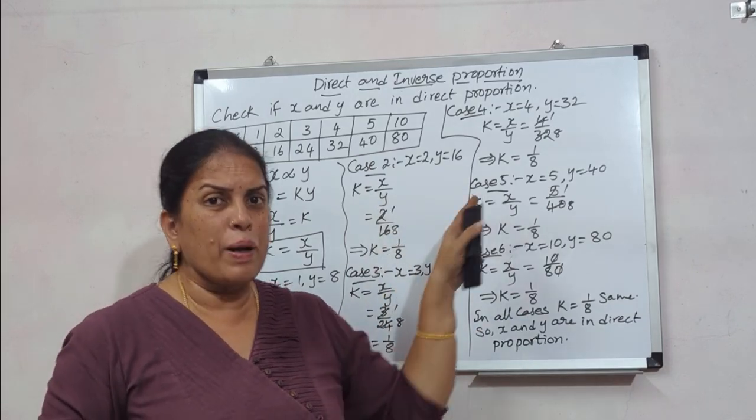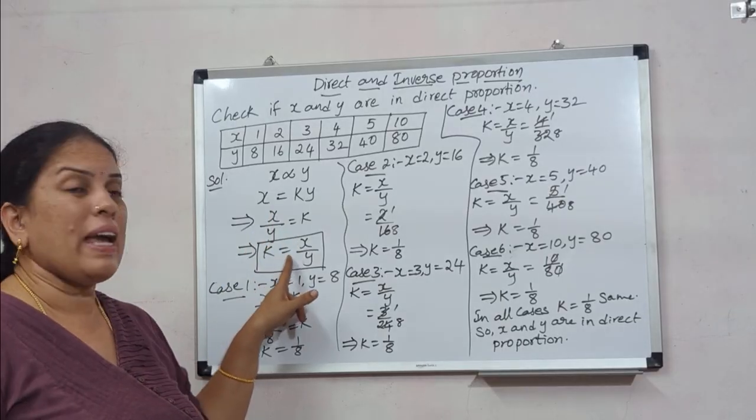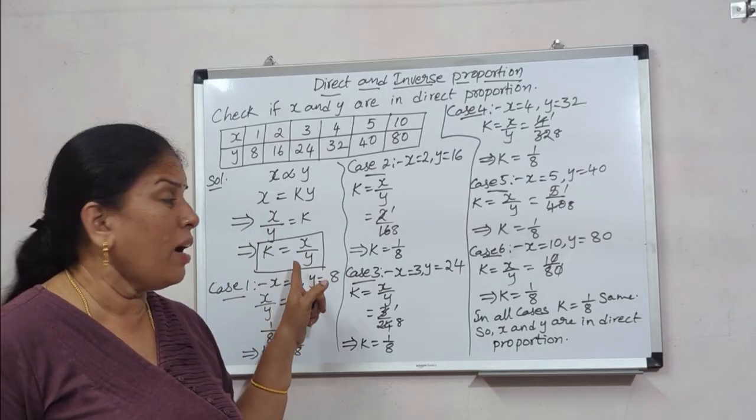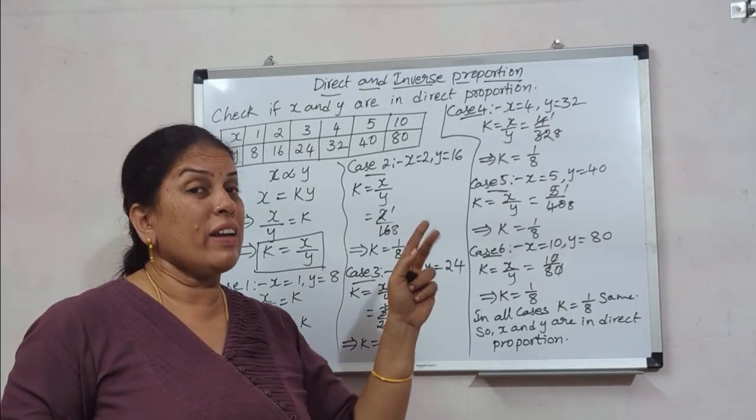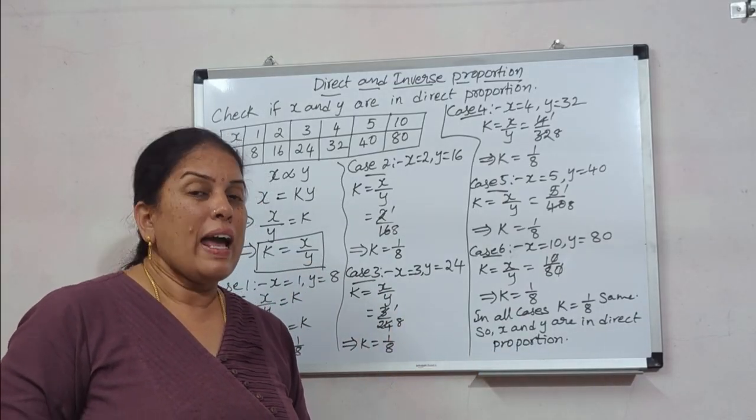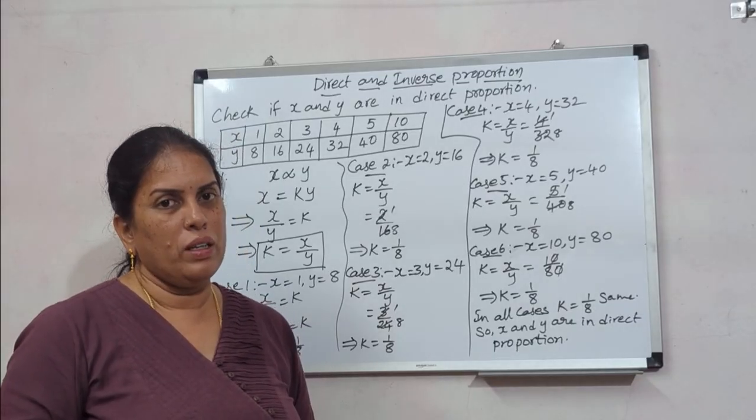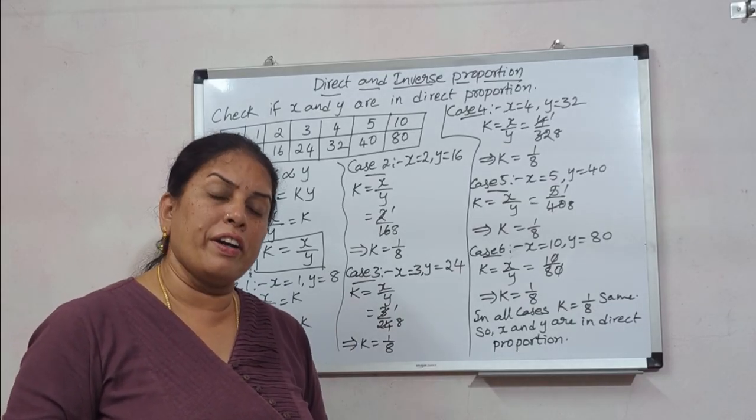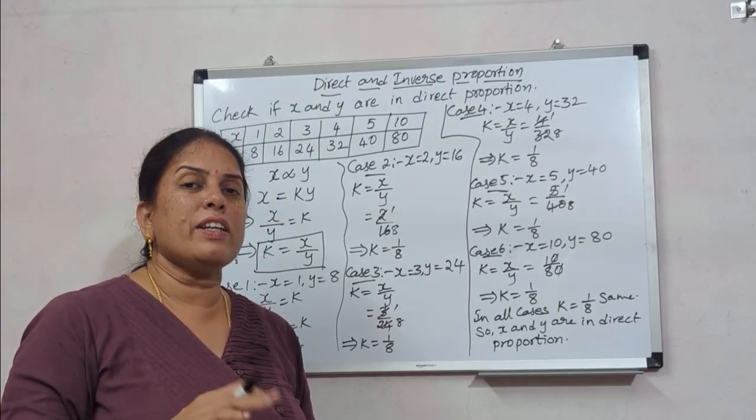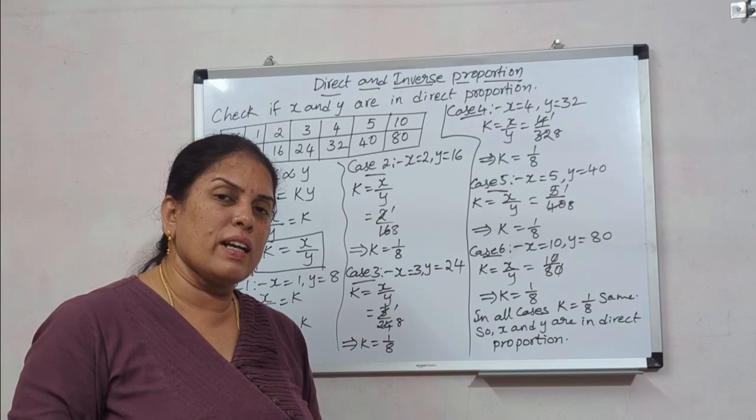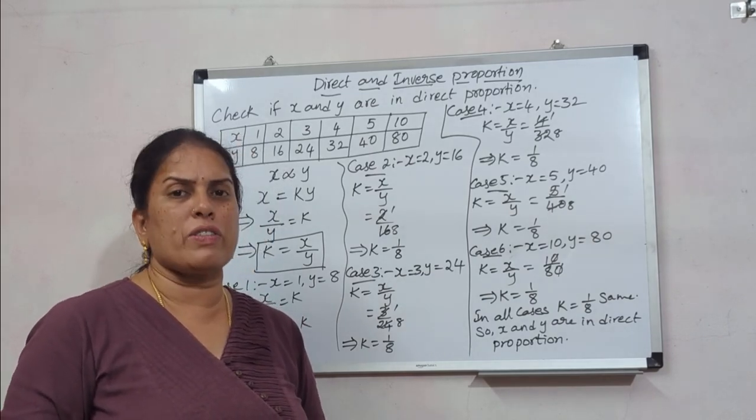If they are in direct variation, what is the formula? K is equal to x by y. If two quantities are in inverse proportion, what is the formula? X into y is equal to k, or k is equal to x into y. By using that formula, we can solve the inverse variation also.